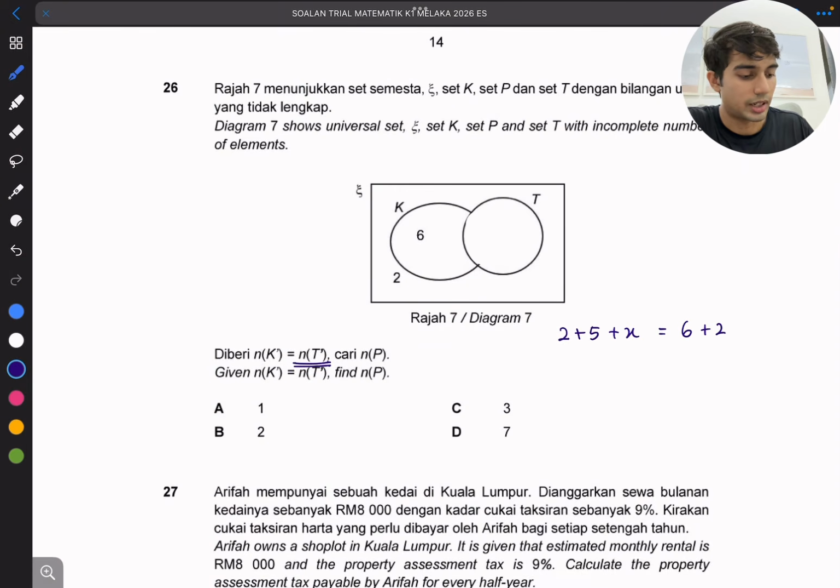So now we can find x. X is this: 2 plus 5 is 7. So x is 8 minus 7, which is 1. They're asking us to find the number of elements in P. Number of elements is 1. Since x is 1 here, P will be 1. Done.